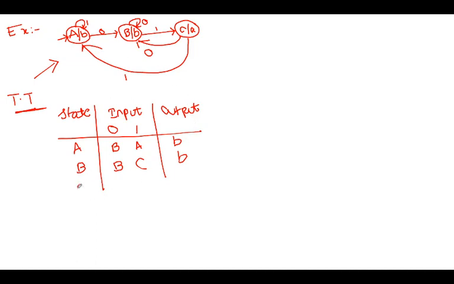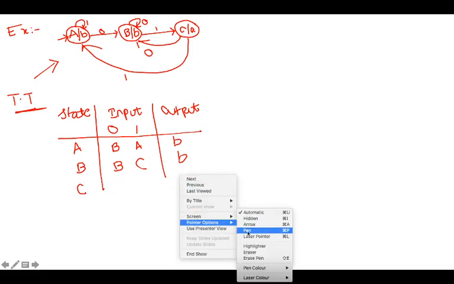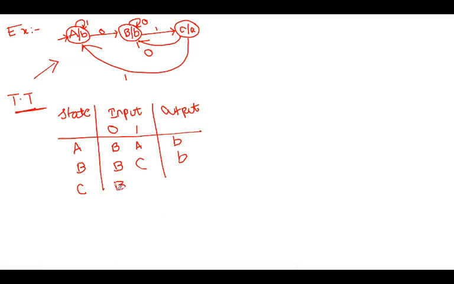Now C. Sorry friends. C state on taking the input 0 goes to B. C on taking the input 1 goes to A, and C produces the output A. This is the transition function for the Moore machine. Now we have to convert it into a Mealy machine. Mealy machine is very simple.